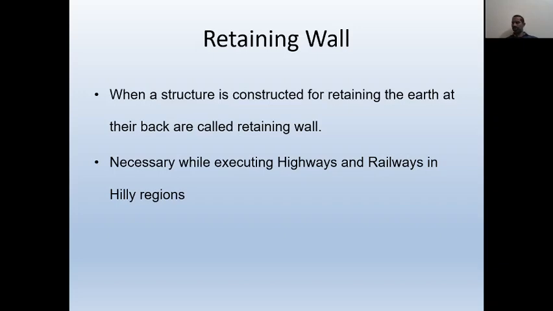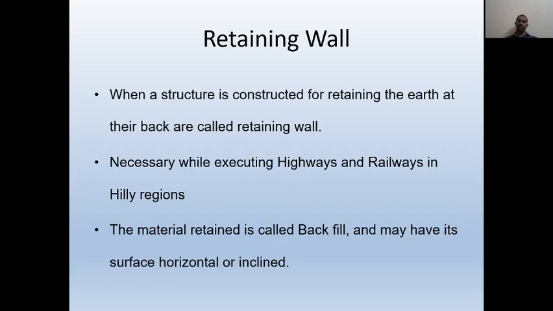Right. What is the necessity, and where do we use these retaining walls? Necessarily while executing highways and railways, especially in hilly regions. Wherever highways and railways are constructed in hill regions, in those particular areas we need to construct a retaining wall to lay a road or railway. And you can observe in railways also, for a hilly region, generally narrow gauge will be provided, just to minimize the width required in hilly areas, right?